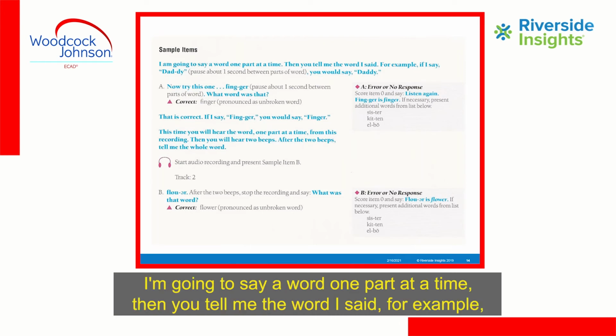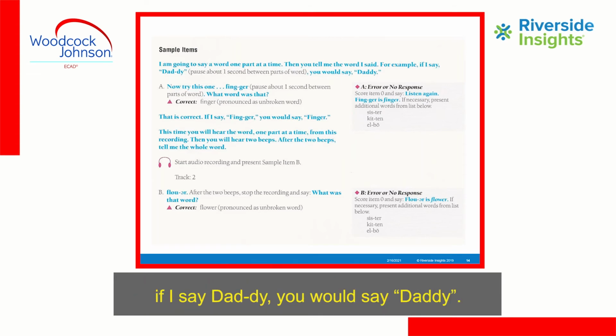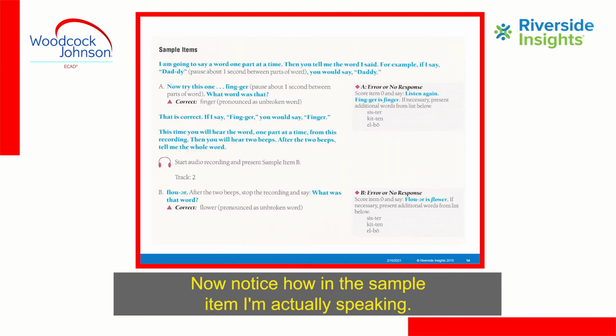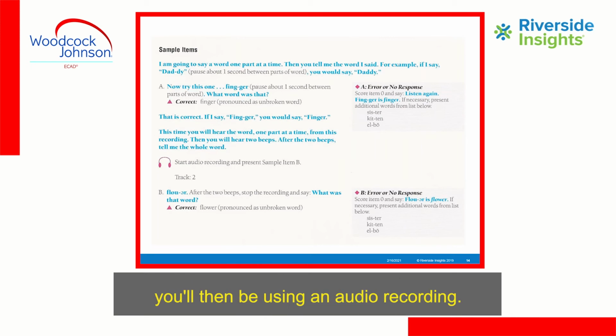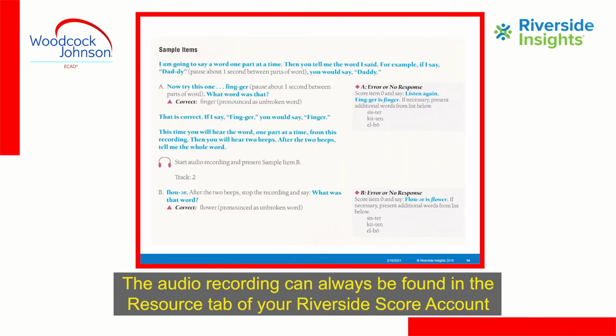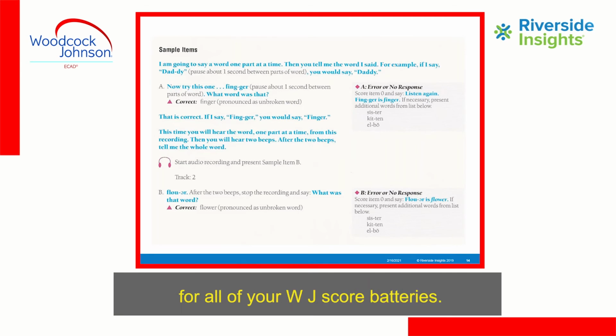These are some of the directions that you'll see as part of the sample items. I'm going to say a word one part at a time. Then you tell me the word I said. For example, if I say dad, you would say daddy. Now notice how in the sample item I'm actually speaking. However, as the test progresses and you get to further items, you'll then be using an audio recording. The audio recording can always be found in the resource tab of your Riverside Score account for all of your WJ4 batteries.